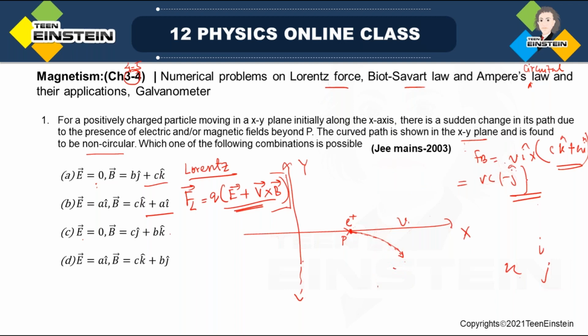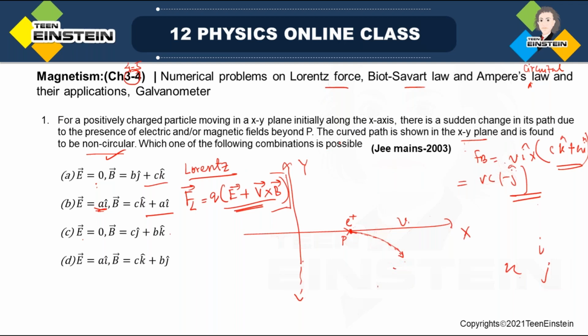Again look, this electric field also at the same time is pushing forward along the x direction. So that's how the path will actually be a spiral. Okay, and it will not be a circular shaped trajectory. That's why it is called non-circular in the beginning itself.